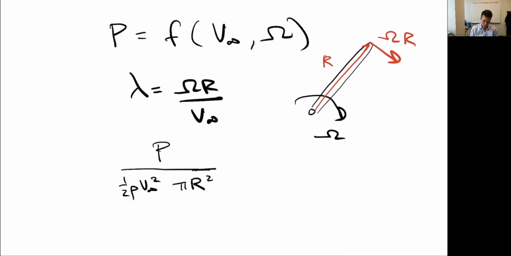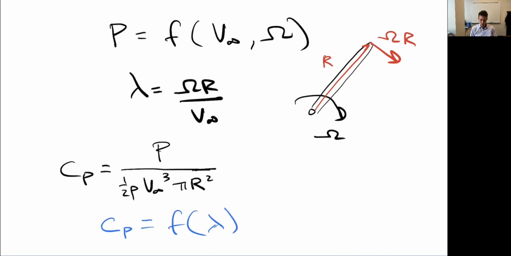But this is now a force, because I've got a pressure times an area, so I need another velocity. So let's just change this v squared to v cubed. Oops. And that then is non-dimensional. And this is a convention that's used. This is called the power coefficient. So now we are trying to predict a non-dimensional quantity, power coefficient, as a function of a non-dimensional input, tip speed ratio.